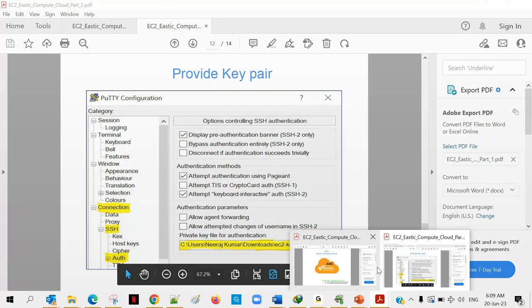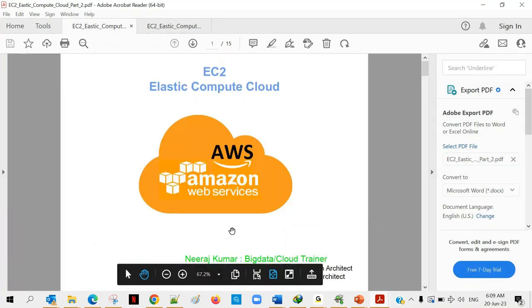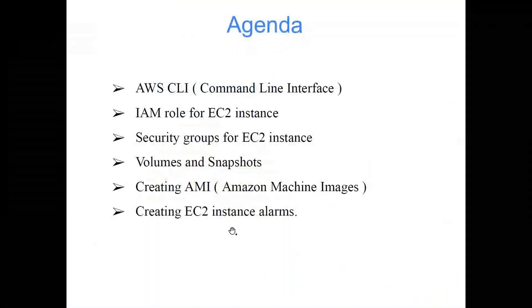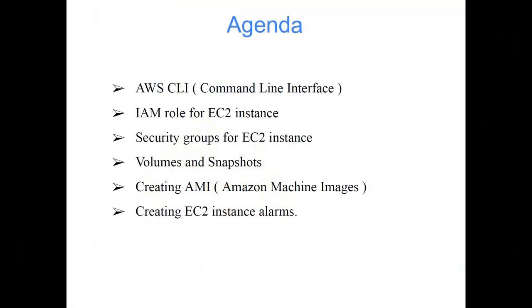Yeah. Okay, let's come back to today's topic. So we'll be talking about the advanced topics about EC2. So the agenda for today's class is AWS CLI, that is command line interface, IAM role for EC2 instance, security group for EC2 instance, volumes and snapshots, creating AMI, AMI stands for Amazon Machine Image, and creating EC2 instance alarms. So these are the advanced topics. We'll be starting with the first one.